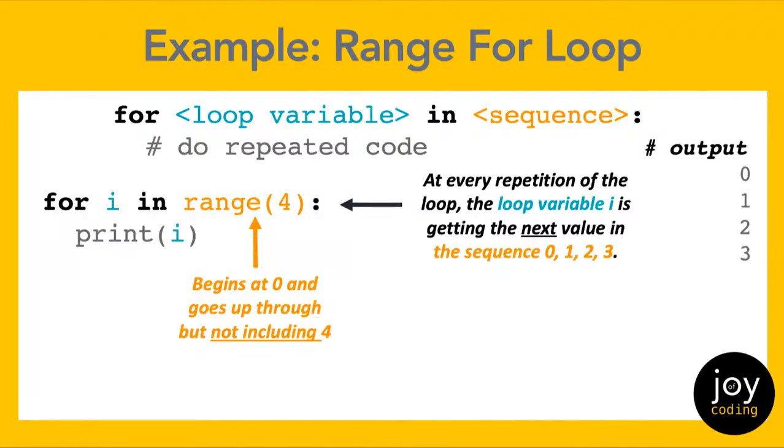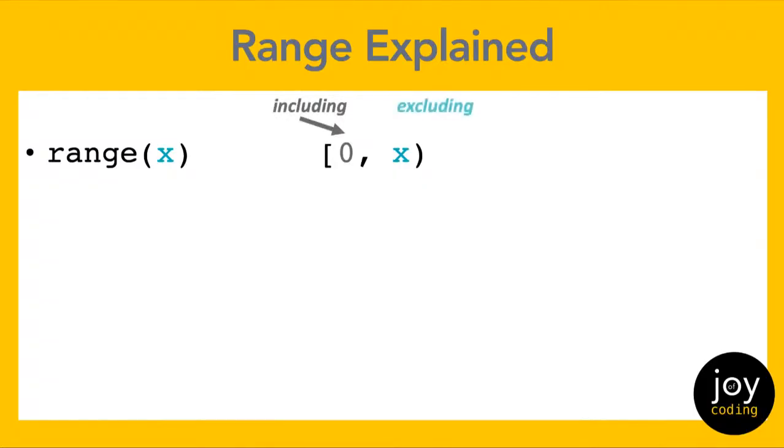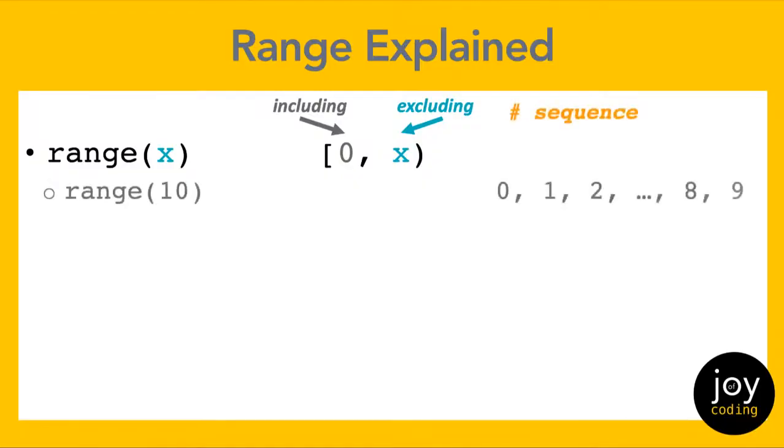Let's dive deeper into how range works. There's actually three different ways that we can call the range function in Python. So we've seen two of them already. First, we have range(x). That was the example on the previous slide where we said range(4). We're going to start at 0 and go up through, but not including x. So we include 0, but we exclude whatever number is in the range function. So for example, range(10) is going to give us the sequence 0, 1, 2, 3, 4, 5, 6, 7, 8, 9. We start at 0, go up through, but not including 10.